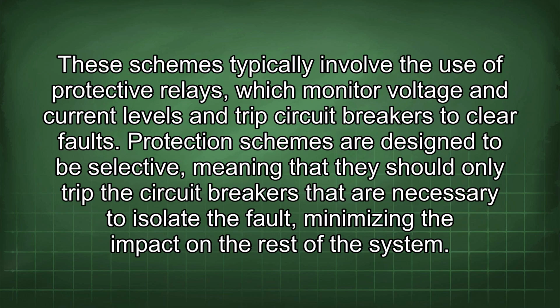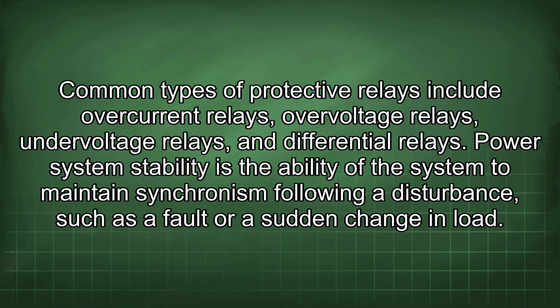These schemes typically involve the use of protective relays, which monitor voltage and current levels and trip circuit breakers to clear faults. Protection schemes are designed to be selective, meaning that they should only trip the circuit breakers that are necessary to isolate the fault, minimizing the impact on the rest of the system. Common types of protective relays include overcurrent relays, overvoltage relays, undervoltage relays, and differential relays.